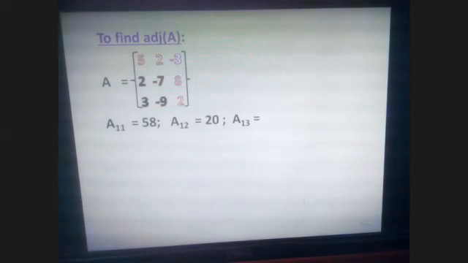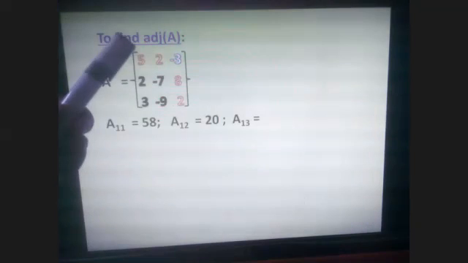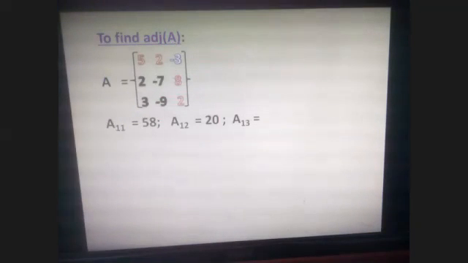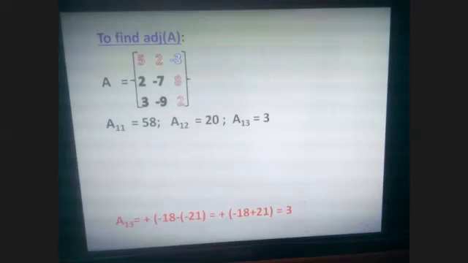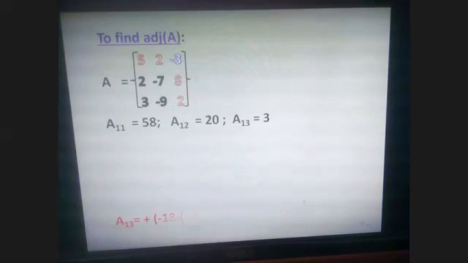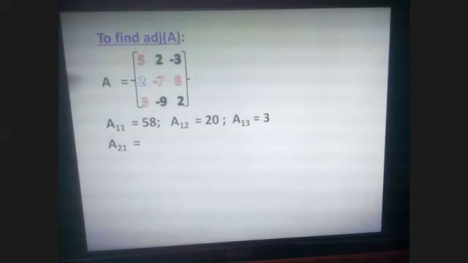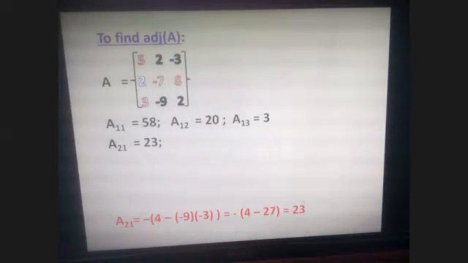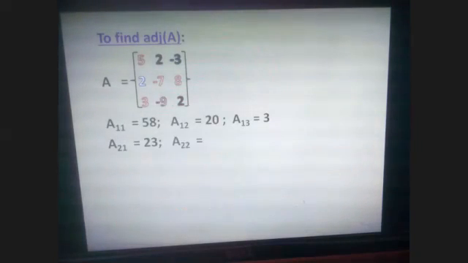A13, so plus minus plus, plus of minus 18 plus 21, that is 3. Okay, A21 is minus of 4 minus 27, that is minus 23, minus of minus 23, that is 23.